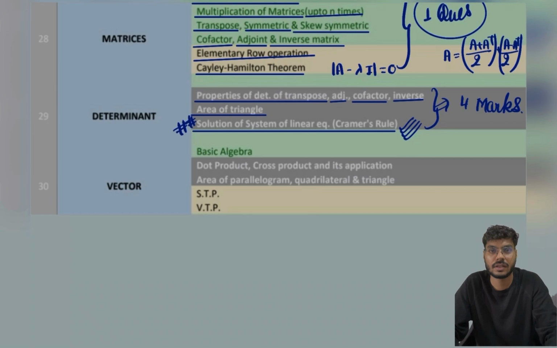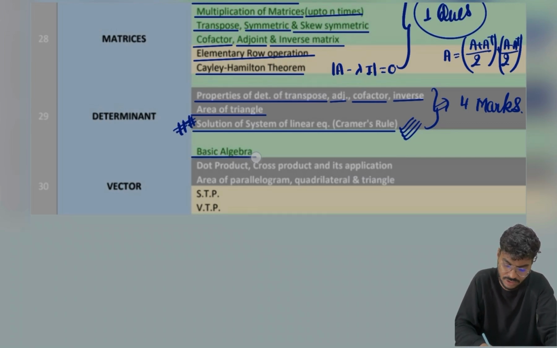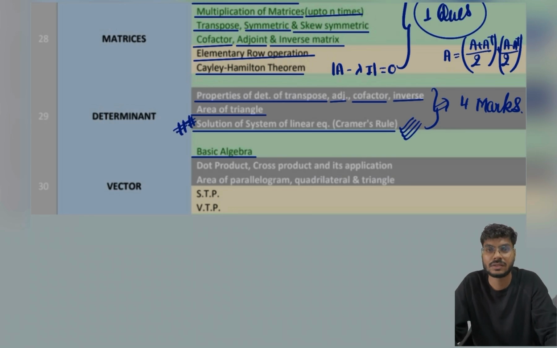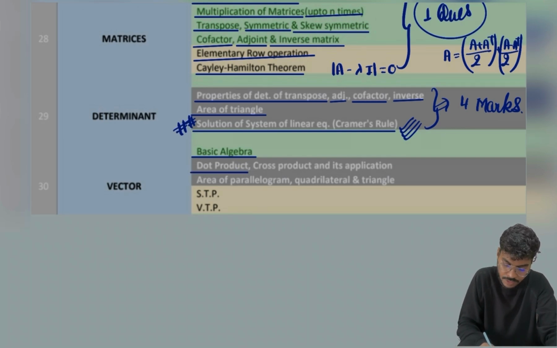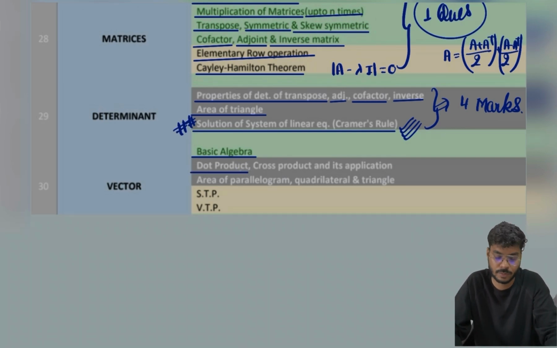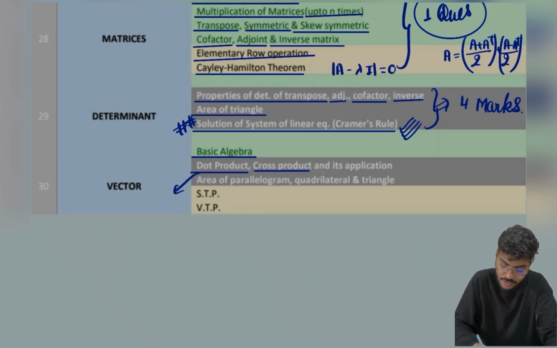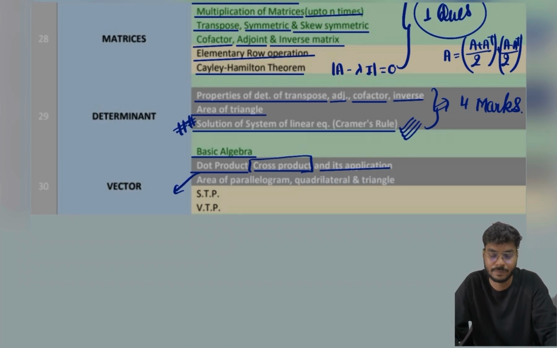Next, vector. In the vector, what can they ask? Basic algebra, addition rule, subtraction rule, right? So, law of triangle, law of parallelogram. Then dot product. What is the significance of dot product? It is nothing but the projection of vector A on the vector B. Cross product, its application. What is the cross product significance? It represents the area of a parallelogram.